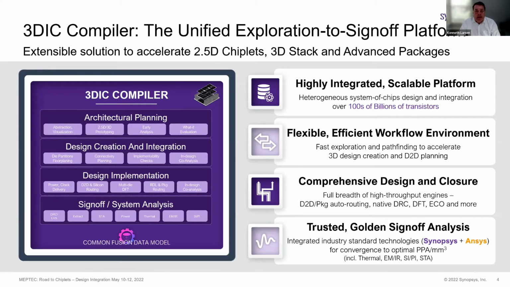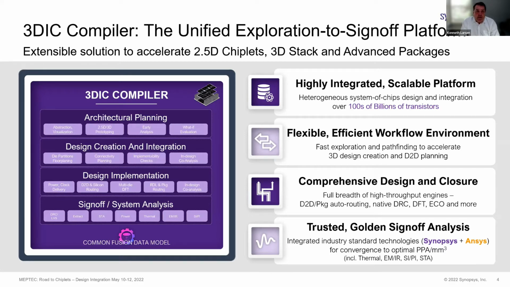The 3D-IC Compiler is essentially a platform that's built for heterogeneous system-of-chip design and integration of very large systems. We have created a modular platform on top of our existing data infrastructure for our implementation tools. So we're essentially extending 2D to 3D, meaning that you can not only design world-class 2D chips, but you can also design many of these chips in different technologies, integrate them together, and co-optimize them as one.